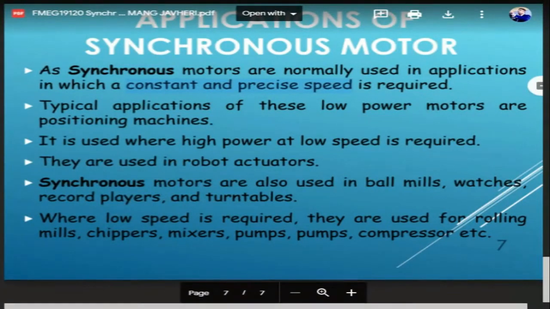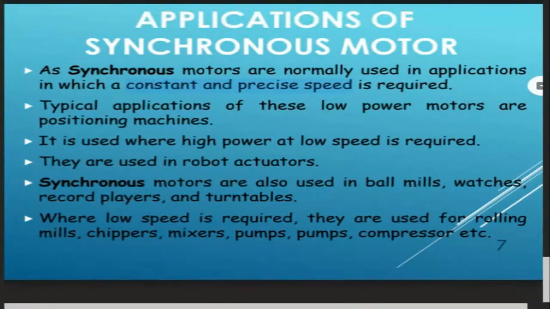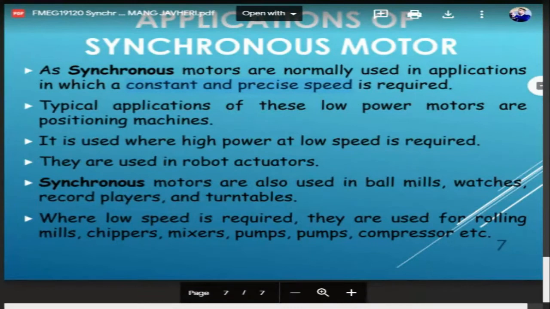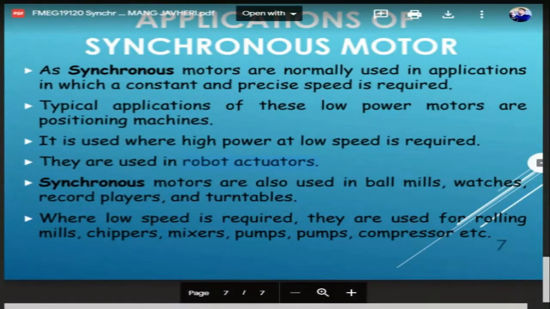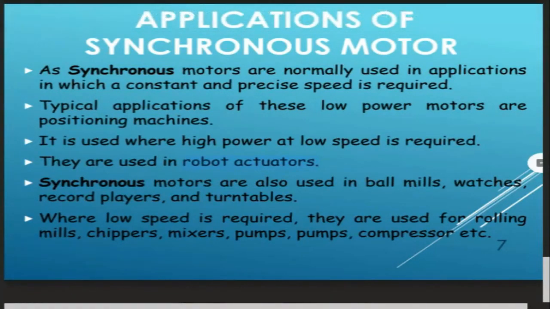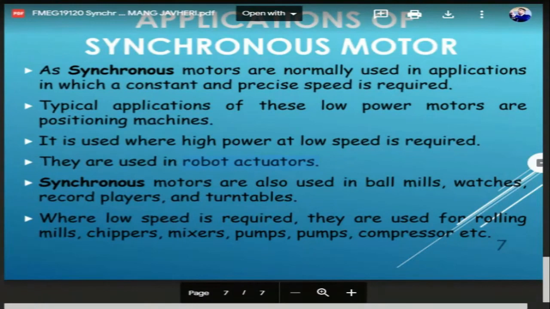The robotic arms or conveyor belts where the low power requirement is there and a very specific movement is expected. Okay, so moving ahead, high power low speed is also one of the criteria for the application. Robot actuators are used, also ball mills, watches, record players and turntables. Also we can see low speed applications like rolling mills, chippers, mixers, pumps, compressors. Okay, so these are the different applications of our synchronous machine.